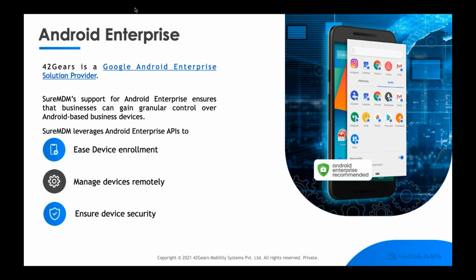It enables enterprises to enable employee personal devices for work and counter the security risk that comes with it. It also enables admins to create secure work containers by separating business and personal applications. Also, it restricts copy pasting to and from work apps, and opening corporate attachments, files, and links in personal apps and browsers. SureMDM leverages Android Enterprise APIs to ease device enrollment, manage devices remotely, and ensure device security. Now, let me show you how this works.